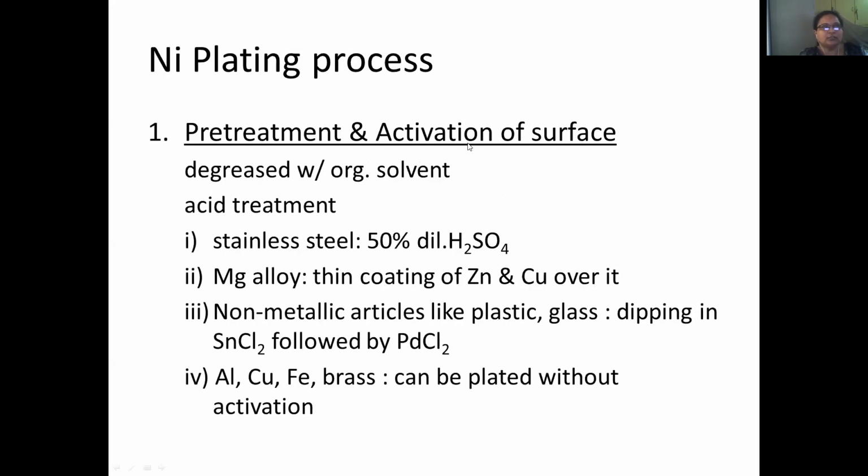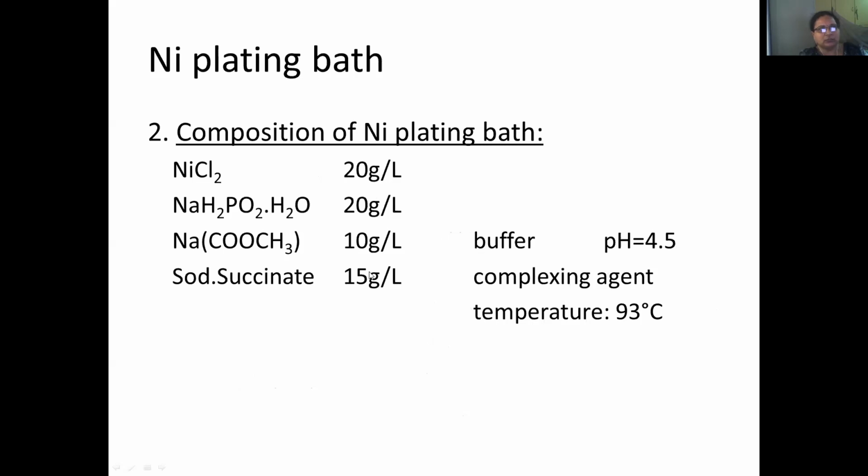So we have to activate the surface first. Okay. Then acid treatment is done. For stainless steel, we use 50% dilute sulfuric acid. For magnesium alloy, a thin coating of zinc and copper is applied over it. Non-metallic materials like plastic and glass can also be plated with the help of this electroless deposition. Okay, that is by dipping in tin chloride followed by palladium chloride. Aluminium, copper, iron, brass can be plated without activation.